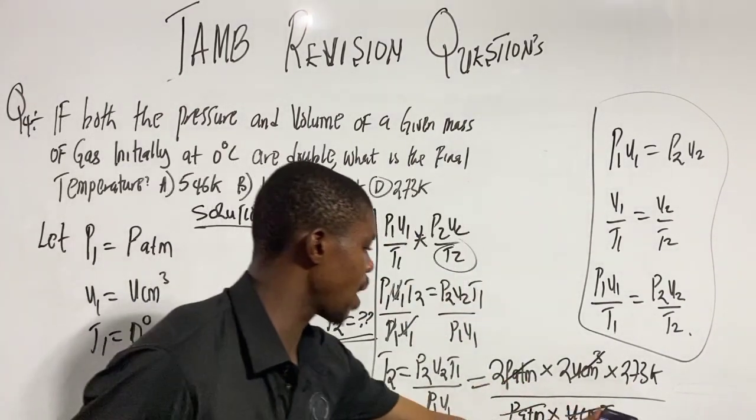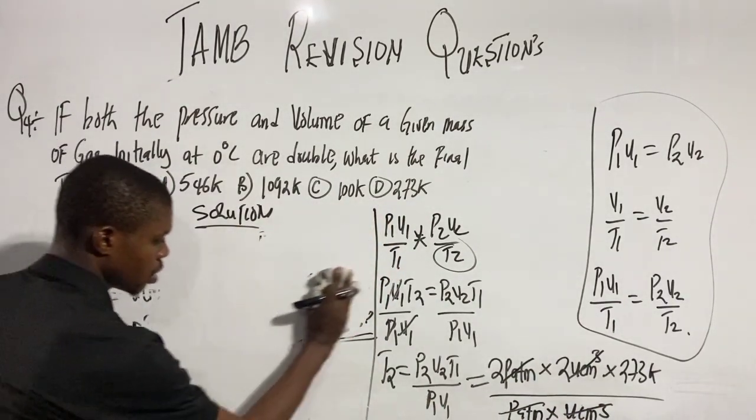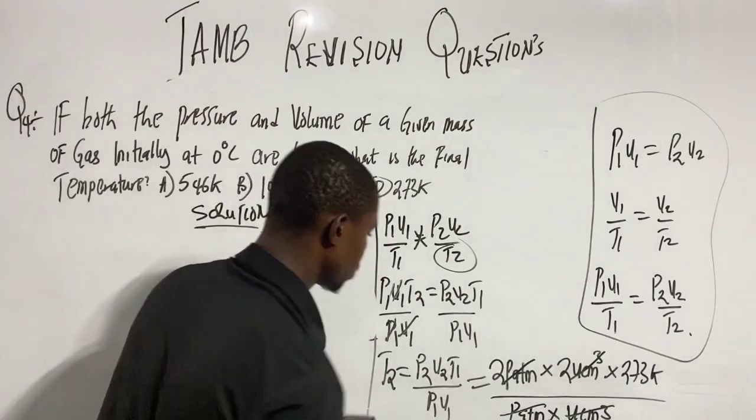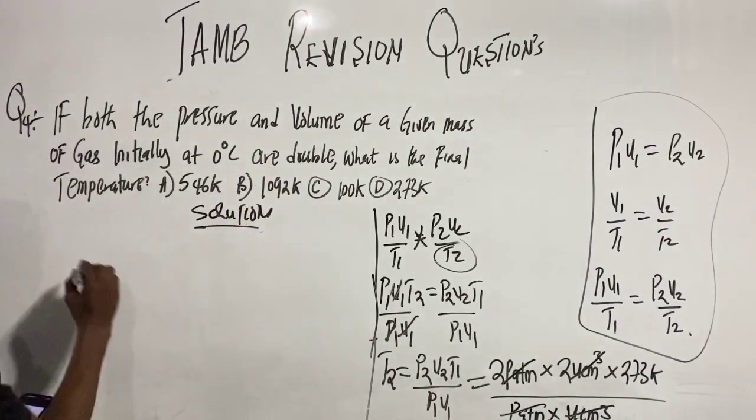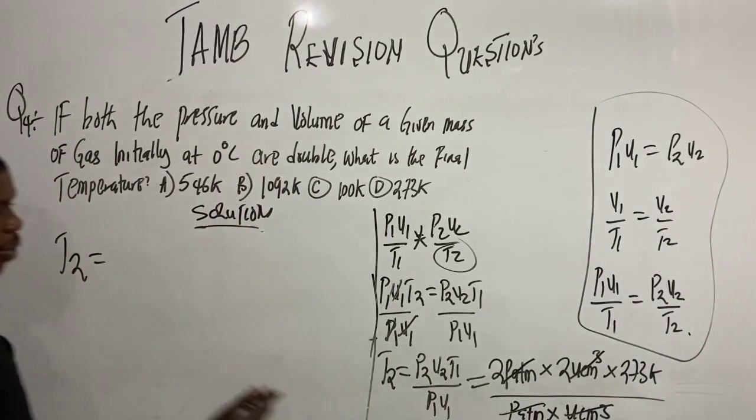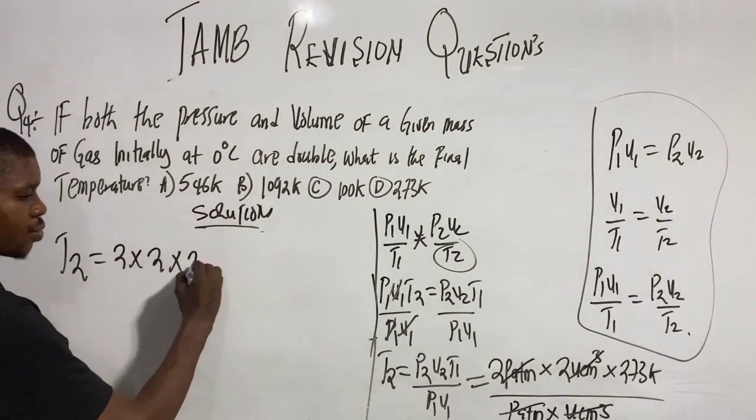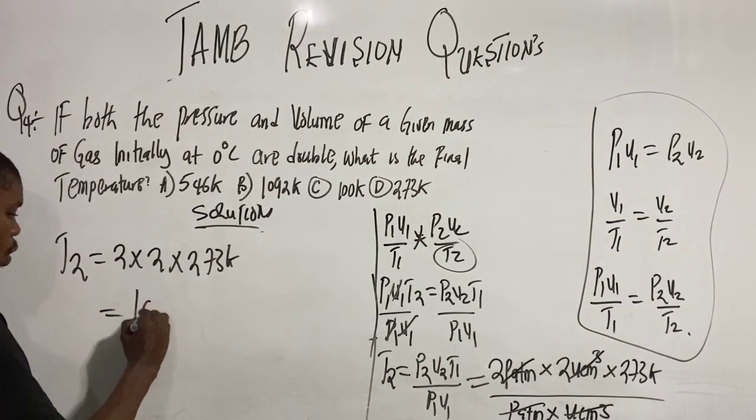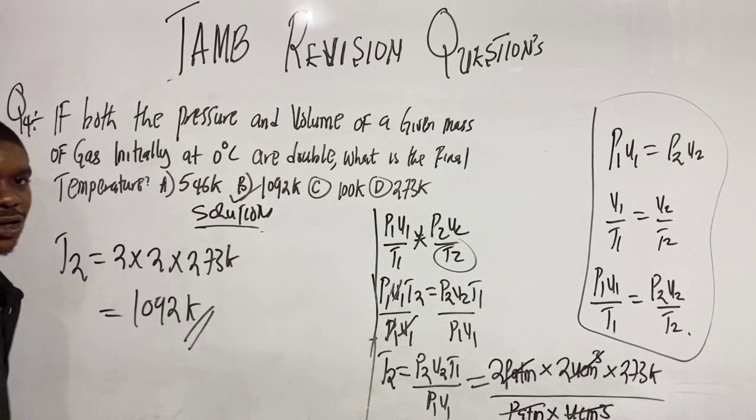So when I multiply, my T2 is going to be 2 times 2 times 273 Kelvin. Do you see that? The answer is 1092 Kelvin. The answer is B. Do you see that?